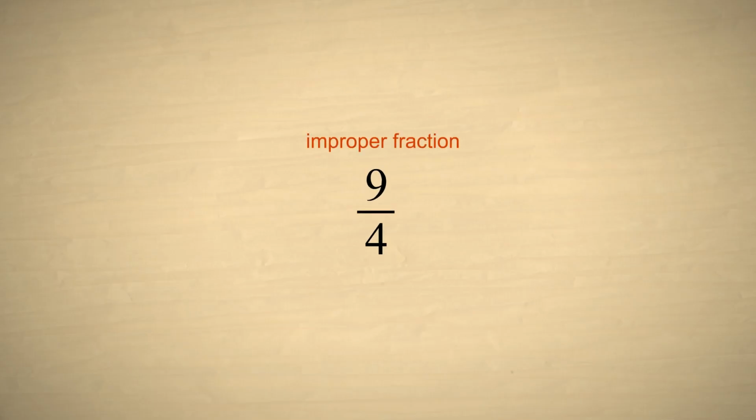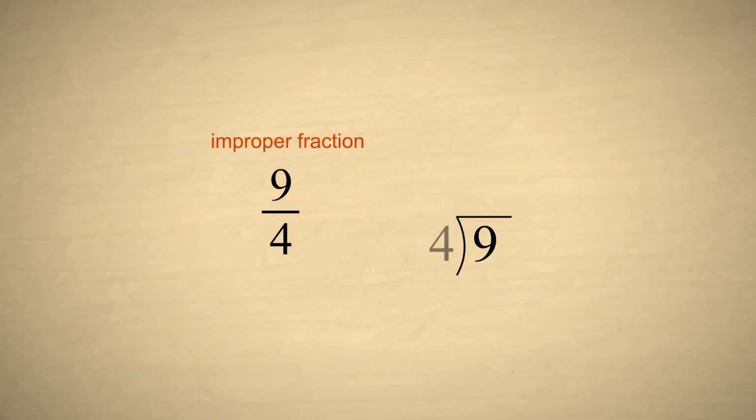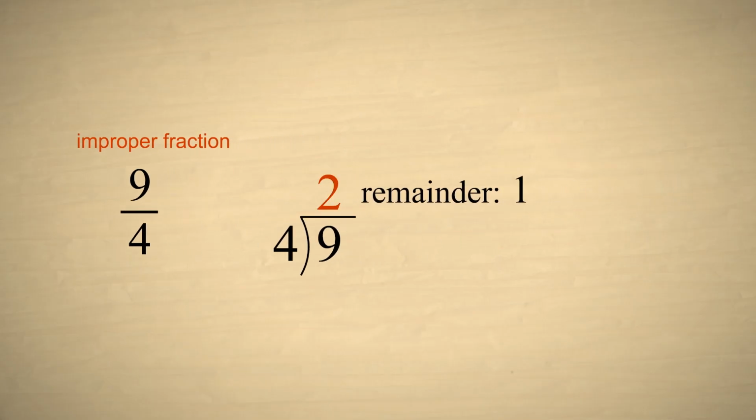So to convert an improper fraction into a mixed number, we divide the numerator by the denominator. The integer part of the quotient is the integer part of the mixed number, and the remainder over the denominator is the fractional part.